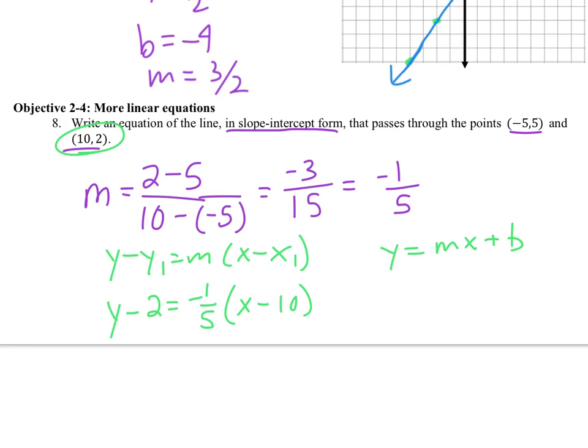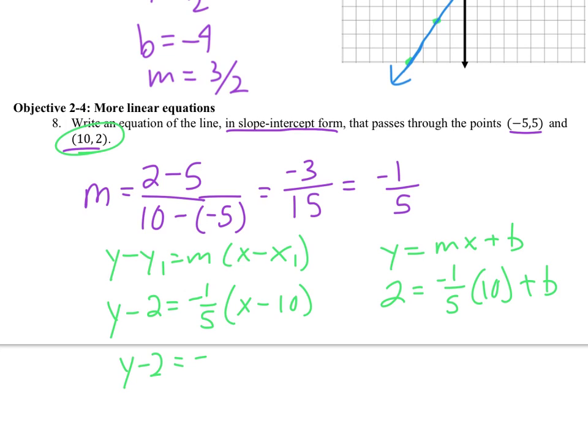Using the y equals mx plus b, we pick an ordered pair. Again, we can use the 10, 2, plug the 2 in for y, plug in our slope, negative 1/5, plug in the 10 for x. This gives us an equation that we can solve for b. Once we've solved for b, then we can plug it back into our slope-intercept form along with the slope. Both end up being about the same amount of work and same operations.